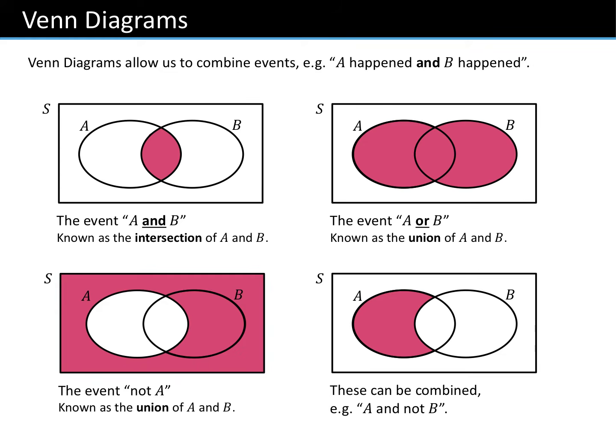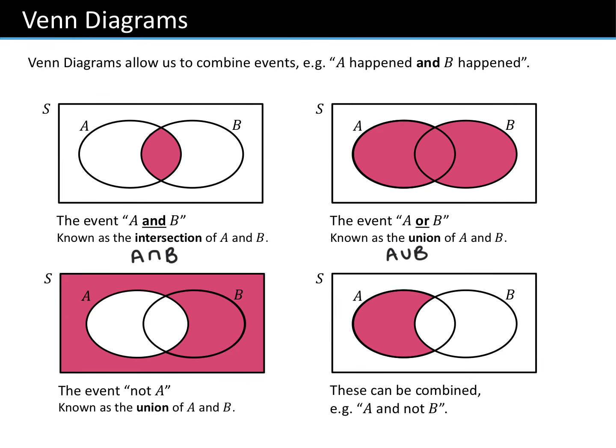Here we have Venn diagrams. Now, they allow us to combine events, when two events happen. So the event of A and B, remember, we would write this as A intersection B. And the intersection is where they cross. A or B is the union. They've got married. So we want the whole thing, don't we?